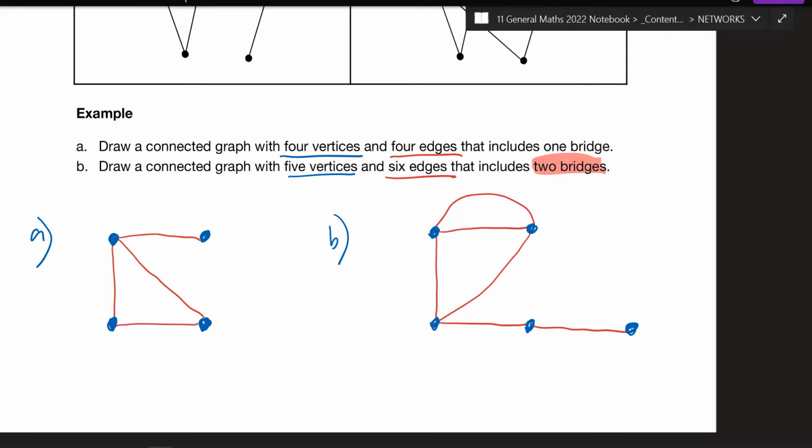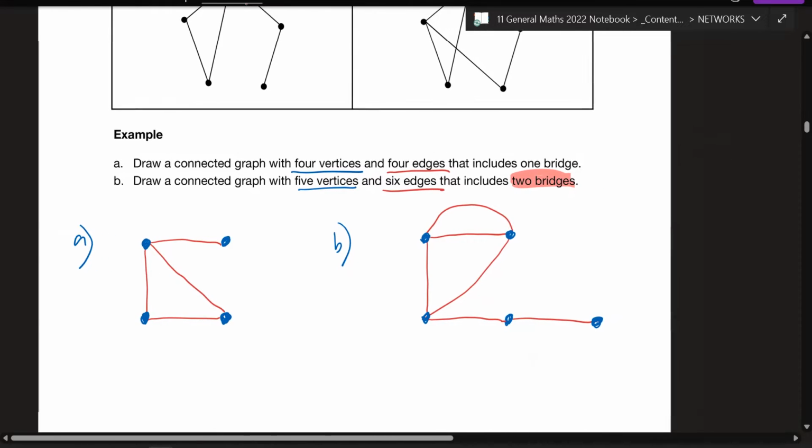Now because this has 2 bridges, where are the 2 bridges, guys? Bottom 2 lines. Good, because I can rub off that one, now it's disconnected. I could rub that one off, and now it's disconnected. Again, it depends on how you arrange your dots and lines, though. So just watch out for that when you do these.